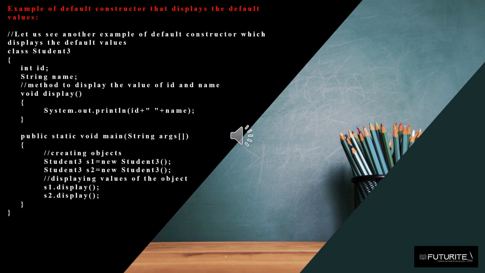We have two variables, id and name. Id is of int data type, name is of string data type. We have another method, that is display, whose return type is void, which means it will also not return any value. But the display method will display this id and name variable value. So the plus sign indicates a concatenation operator, which means id variable value concatenated with a blank space concatenated with the name variable value. Now we have a method that is main.